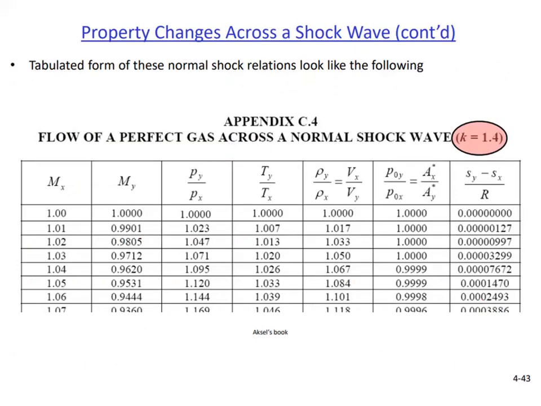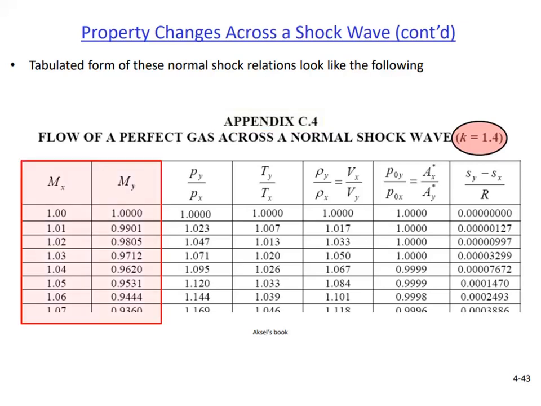Similar to the isentropic flow table that we use in solving problems, the equations we've seen in the previous two slides are also tabulated. This table, called Appendix C4, is again taken from Professor Axel's book. It is the normal shock wave table for air.